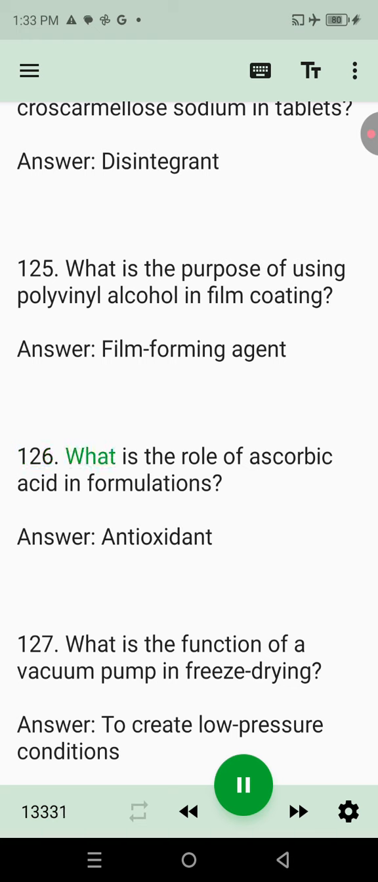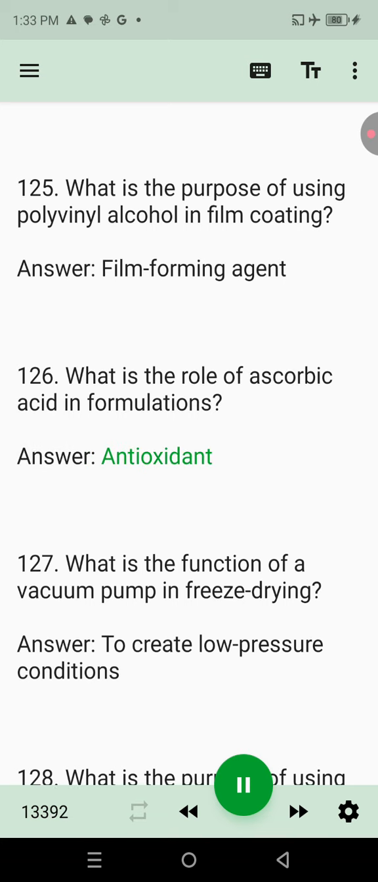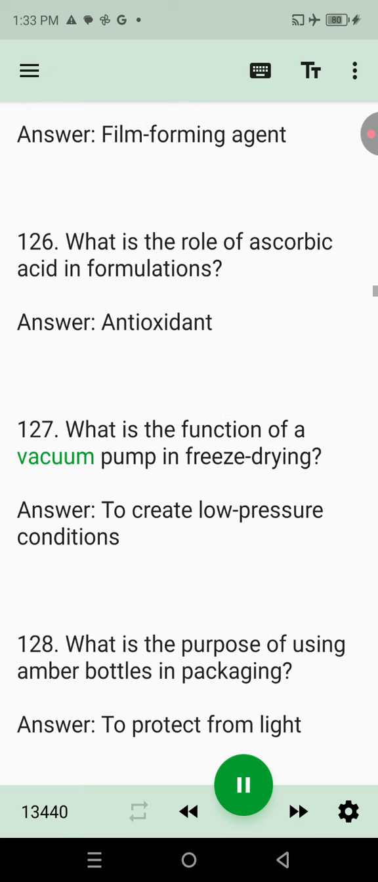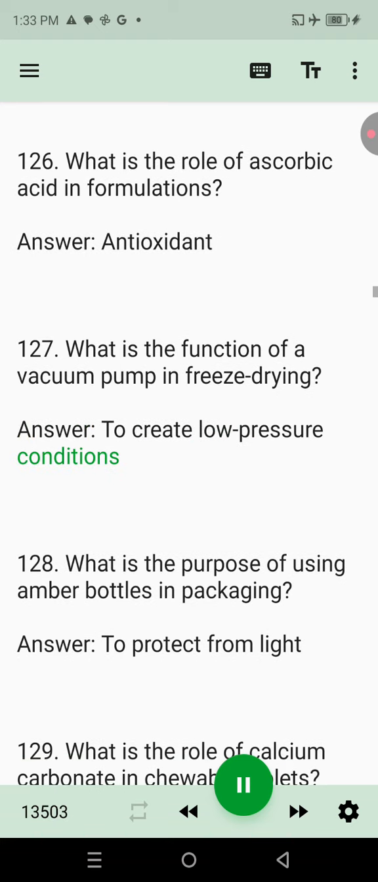126. What is the role of ascorbic acid in formulations? Answer: antioxidant. 127. What is the function of a vacuum pump in freeze drying? Answer: to create low pressure conditions.